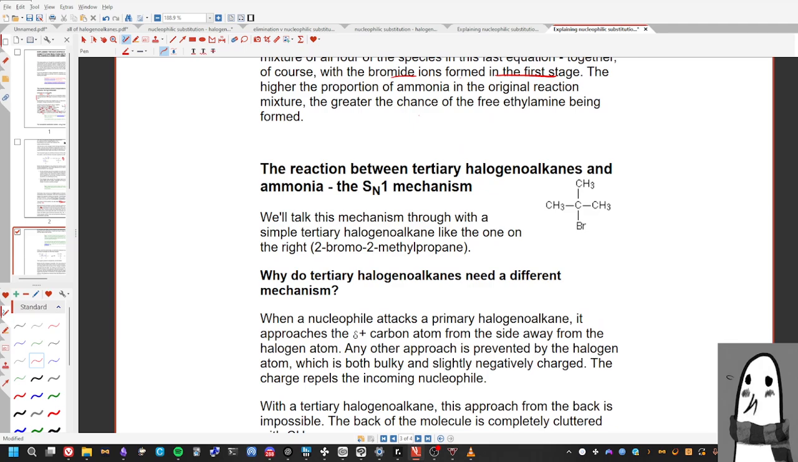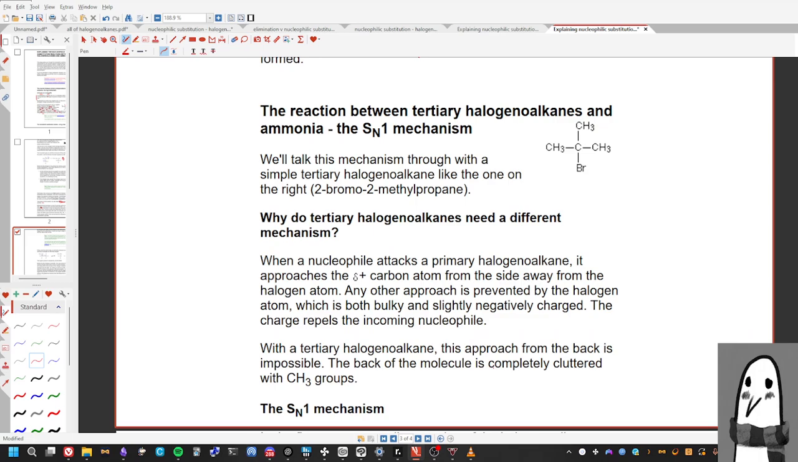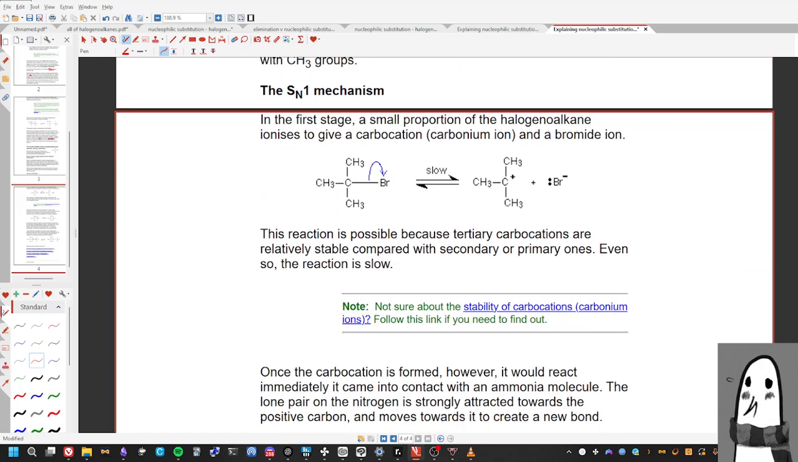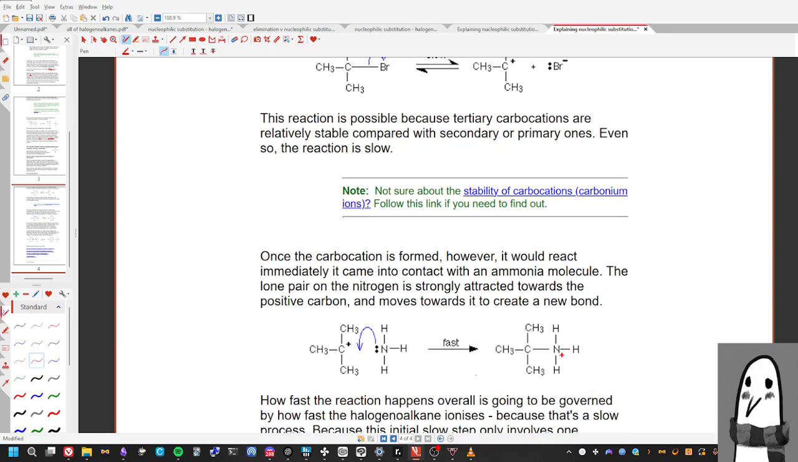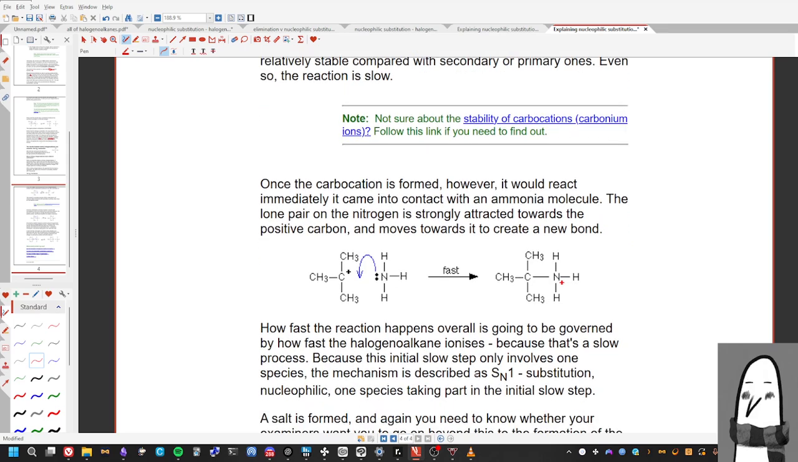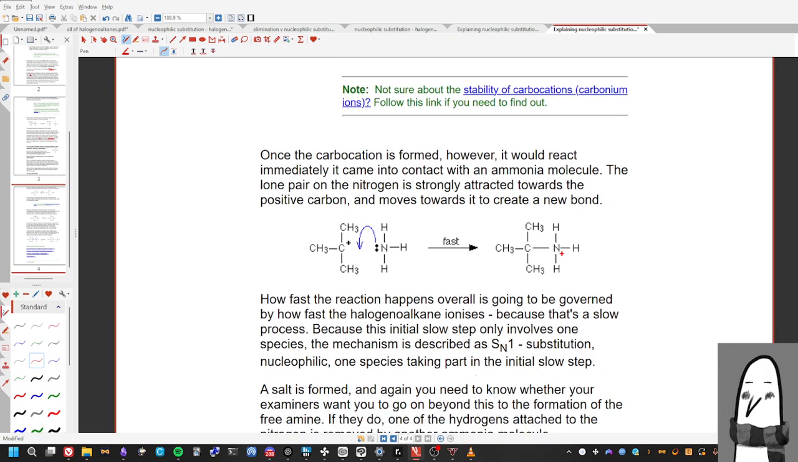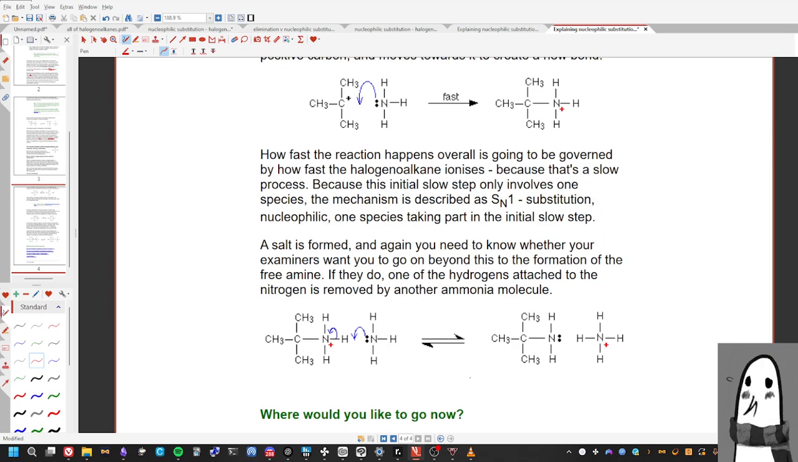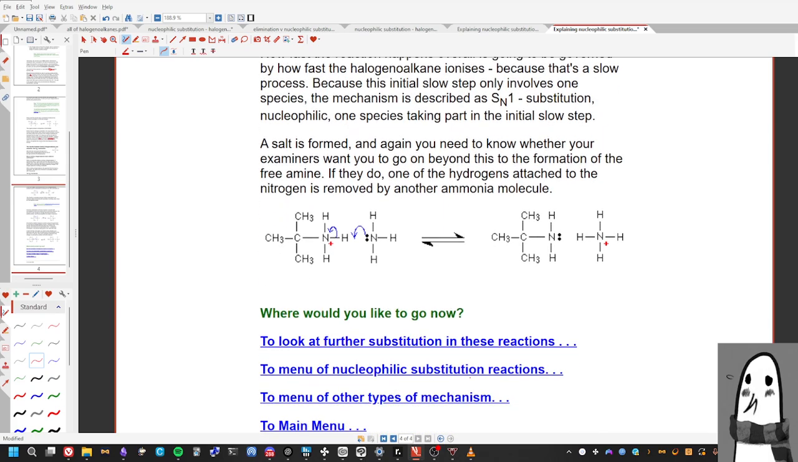And the reaction between tertiary haloalkanes and ammonia, that's one. Now, why do tertiary haloalkanes use a different mechanism? Because it blocks, right? Okay, yeah. So it breaks off the Br first, NH3 comes in, makes the thing. It's the same exact thing. N double bond puts the lone pair and goes off with NH4. Further substitution of these reactions, let's check it out.